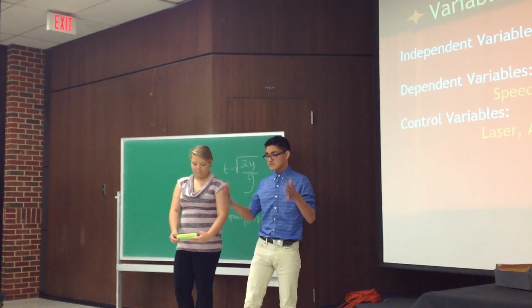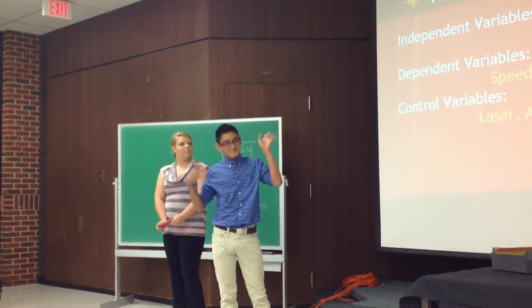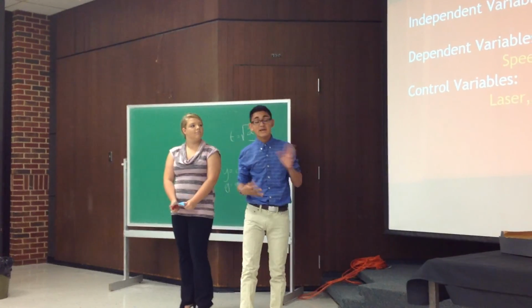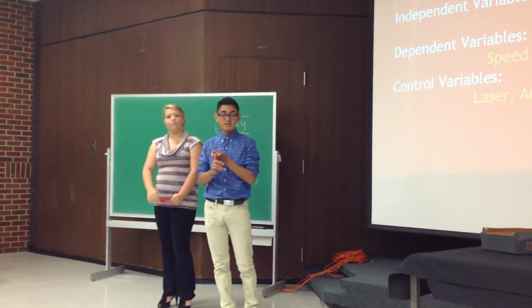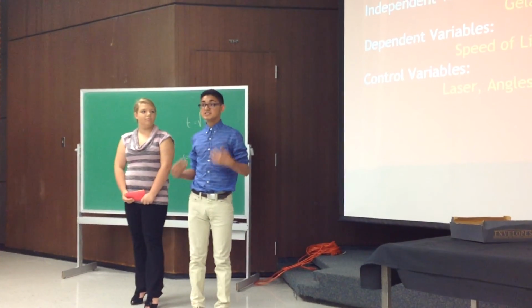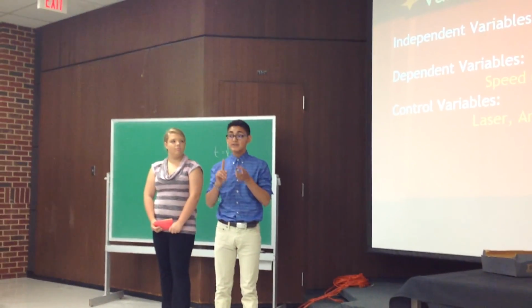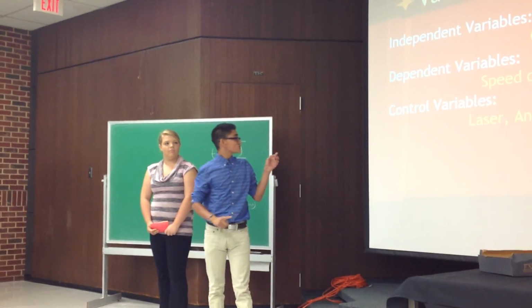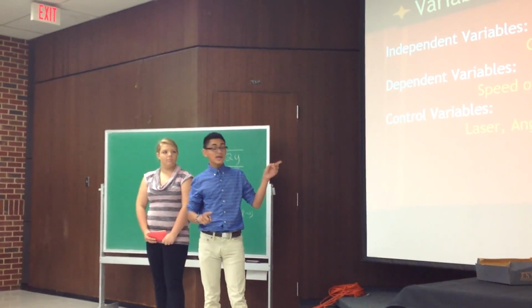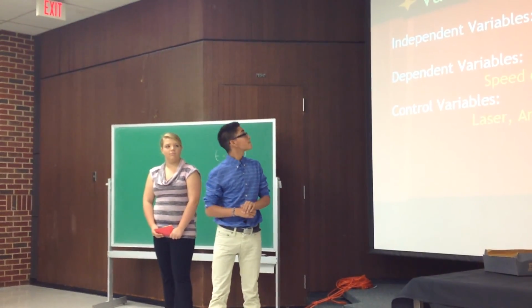As in most non-case study experiments, we have variables. We have 3 types of variables in our experiment: independent, dependent, and control. Our independent variable was gelatin consistency, and the dependent variables were the speed of light and the angle of refraction. The control variables were the laser and the angle of the laser's position, which is the incidence angle.